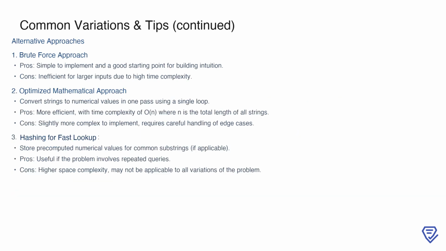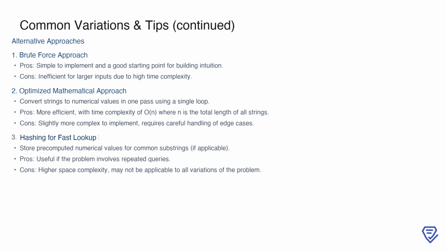To wrap up, let's review some alternative approaches to solving this problem. The brute force approach is a straightforward starting point. It's simple to implement and can help you build intuition for the problem. However, it's inefficient for larger inputs due to its high time complexity. A more optimized mathematical approach involves converting strings to numerical values in one pass using a single loop. This method is much faster, with a time complexity of O(n), where n is the total length of all strings. However, it does require careful handling of edge cases, which can make it slightly more challenging to implement.